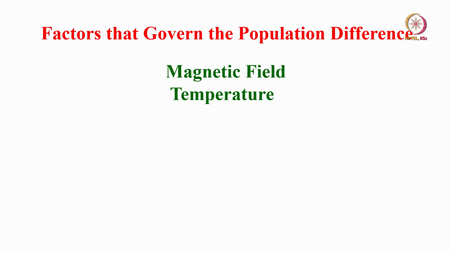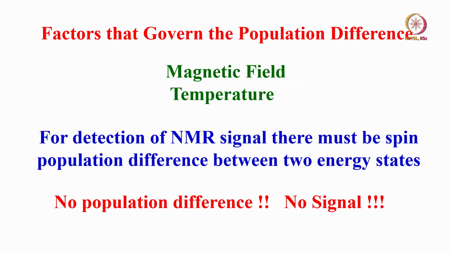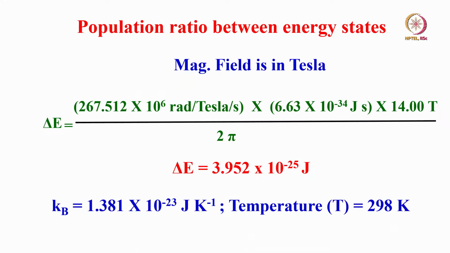So with this, now let us see what will happen to NMR sensitivity. Can I calculate that? There are factors that govern the NMR population difference. One is the magnetic field, the other is the temperature. For detection of an NMR signal, there must be a spin population difference, I told you. When there is no population difference, I also said there is no signal. How do magnetic field and temperature govern this population difference? Let us see that. And this is the energy difference delta E, which I showed in the slide two slides before.